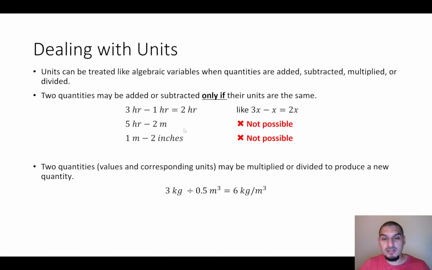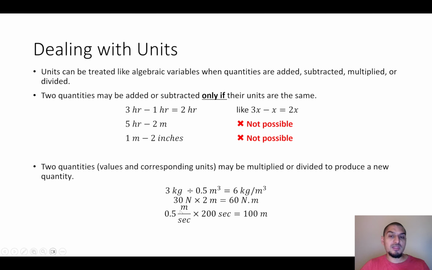For multiplication and division, we don't have any limitations like the addition and subtraction. So I can divide mass by volume to get the density. You divide the numbers and the units. So 3 divided by 0.5 is 6. Kilogram divided by meter cube is kilogram per meter cube. The same here, 30 newtons multiplied by 20 meter is 600 newton meter. We multiply the two numbers and the two units. If you say 0.5 meter per second multiplied by 200 second, you get the distance. The second will cancel out, and you multiply 0.5 by 200 is 100, and you end up with only meter.